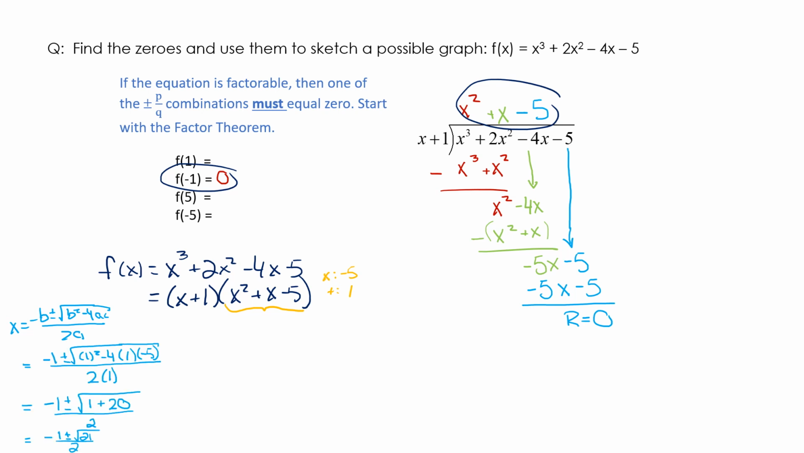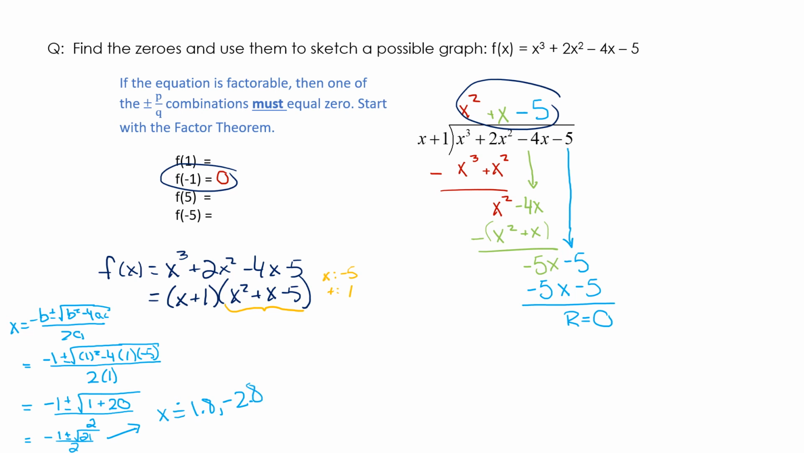So there's the work for the quadratic formula. We're getting approximate answers here. X is approximately 1.8 and -2.8, I think is what I have here. Whoops, 2.8.